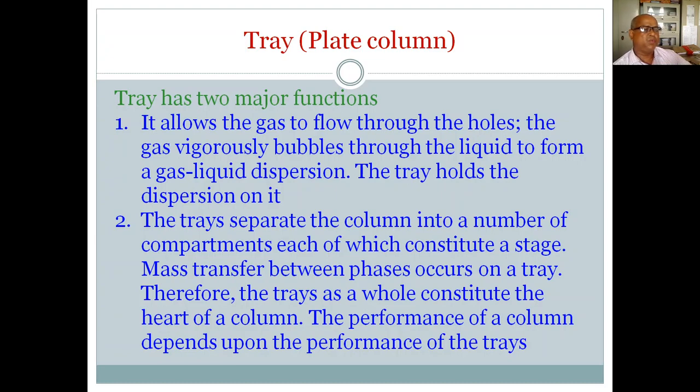Now, a tray has 2 major functions. It allows the gas to flow through the holes. The gas vigorously bubbles through the liquid to form a gas-liquid dispersion. The tray holds the dispersion on it. You understand? So tray means from the bottom the liquid hold-up will be there, and from the bottom gas will bubble, so there will be vigorous gas-liquid mixing.